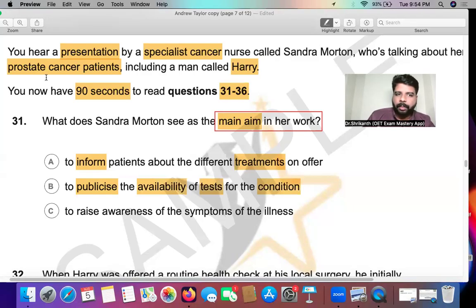So what's the condition? Prostate cancer. So regarding prostate cancer, there are so many tests available, and her main intention is to advertise or promote publicity regarding the tests available for the condition, that is prostate cancer. This is information. First one is to provide information about the different treatments. And C option, to raise awareness. So here her duty is to raise awareness of the symptoms of the illness. Right. So this is how we do the keyword analysis, or we can say the comprehension strategy.